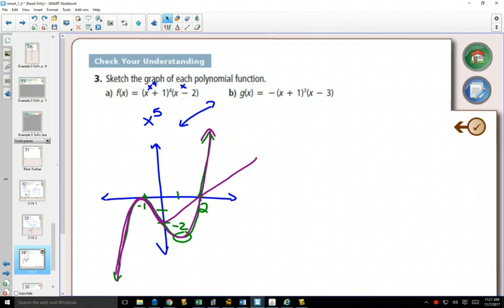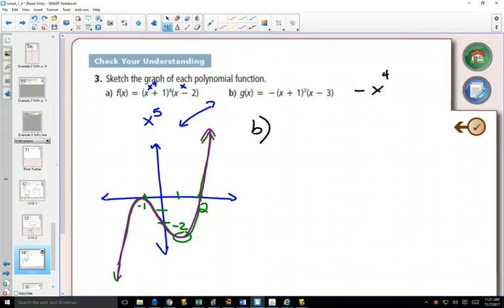For part B, first of all, what kind of function will this be? What power? X to the 4. Will it be positive or will it be negative? Negative. Because this will have 1x, this will have an x cubed, but you have a negative out in front, so that will make a negative x to the 4 graph. So we know that it acts like a parabola for its end behavior.